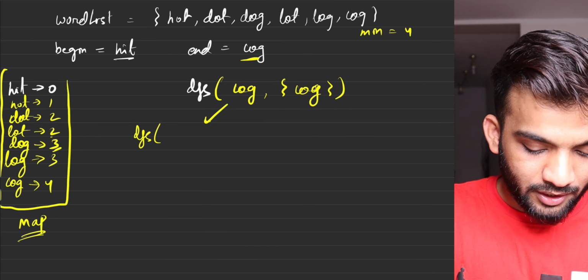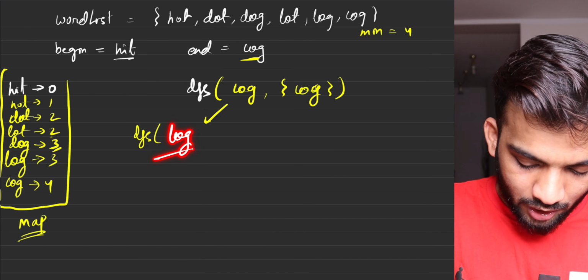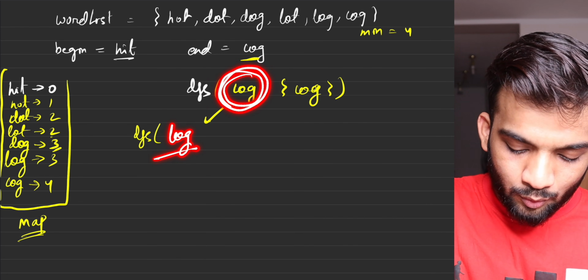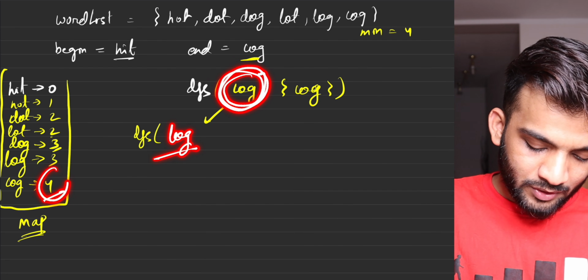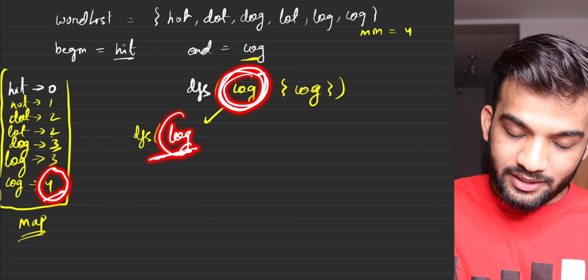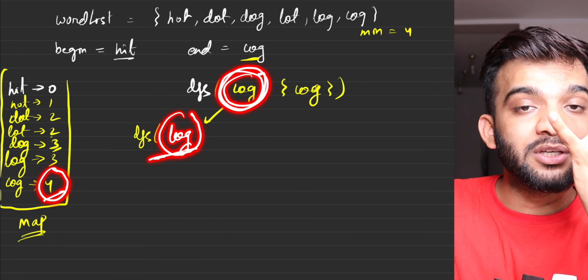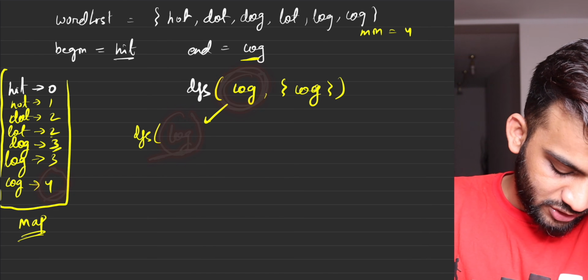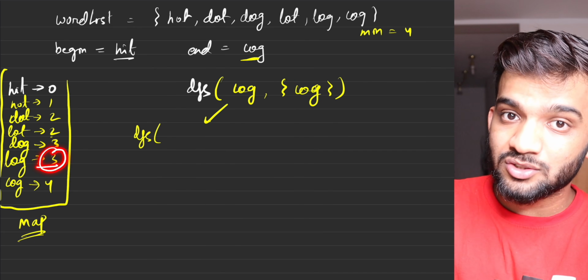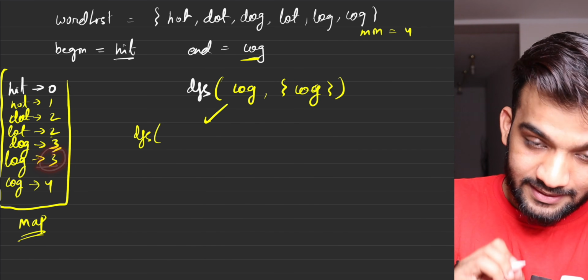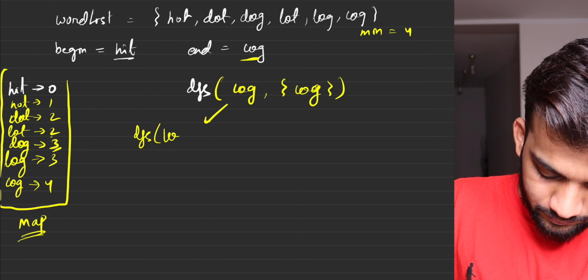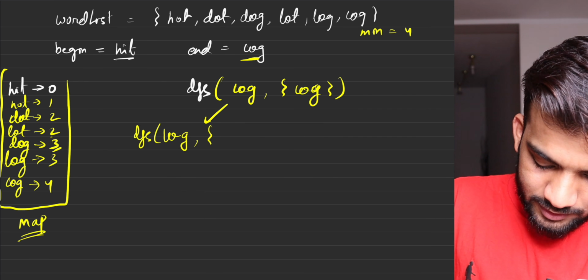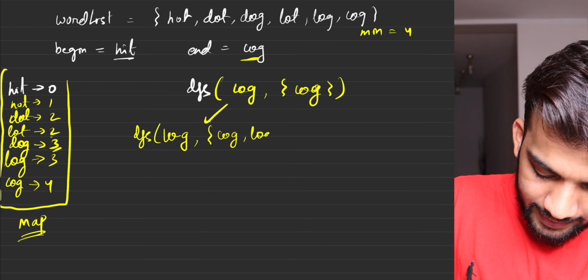Now, if you're trying to convert cog into log, the cog was at level 4, so the log has to be at level 3. Is log at level 3? It is. It is there at level 3. So we say yes, possible. Log. And then the sequence will be cog and log.